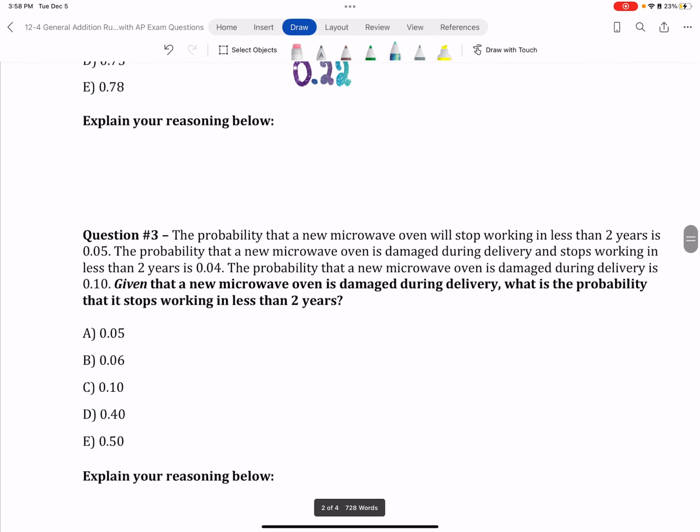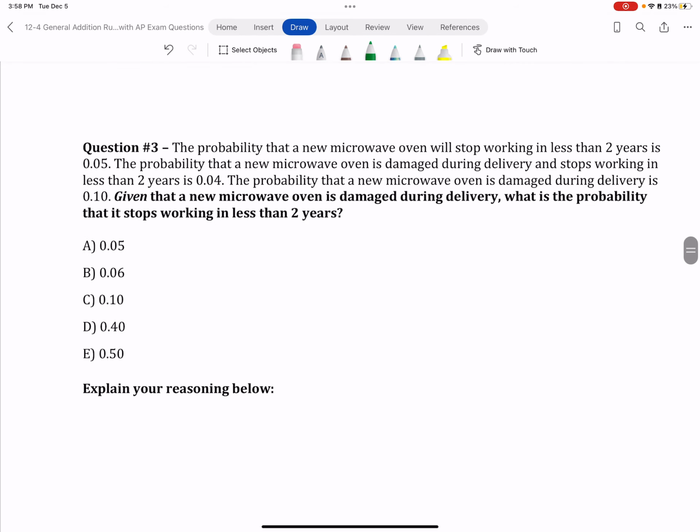Okay. The next question, question number 3, says that the probability that a new microwave oven will stop working in less than 2 years is 0.05, and the probability that a new microwave oven is damaged during delivery and stops working in less than 2 years is 0.04. The probability that a new microwave oven is damaged during delivery is 0.10. So we have 3 pieces of information, and it says, given that a new microwave oven is damaged during delivery, what is the probability that it stops working in less than 2 years?